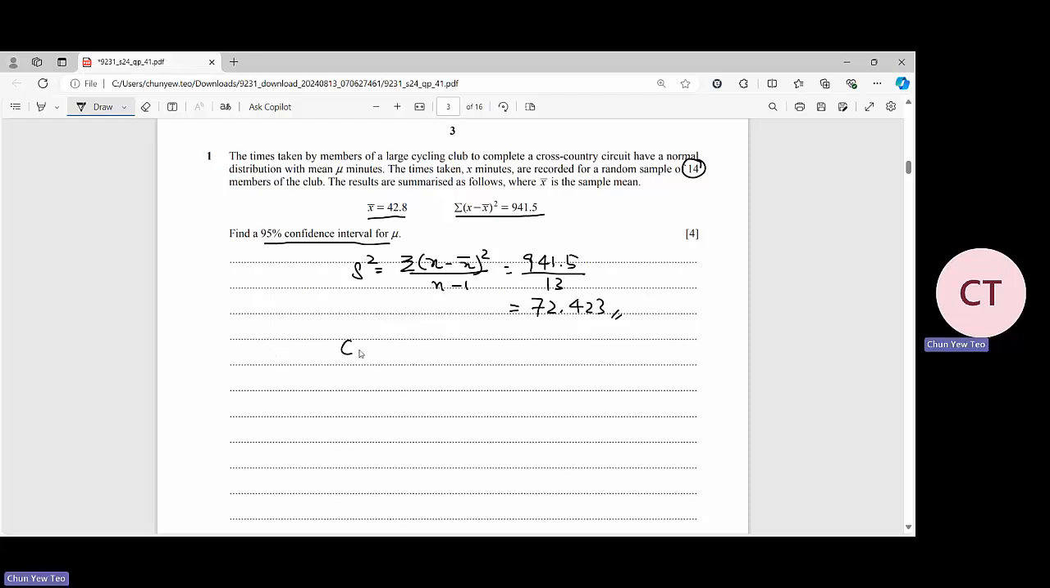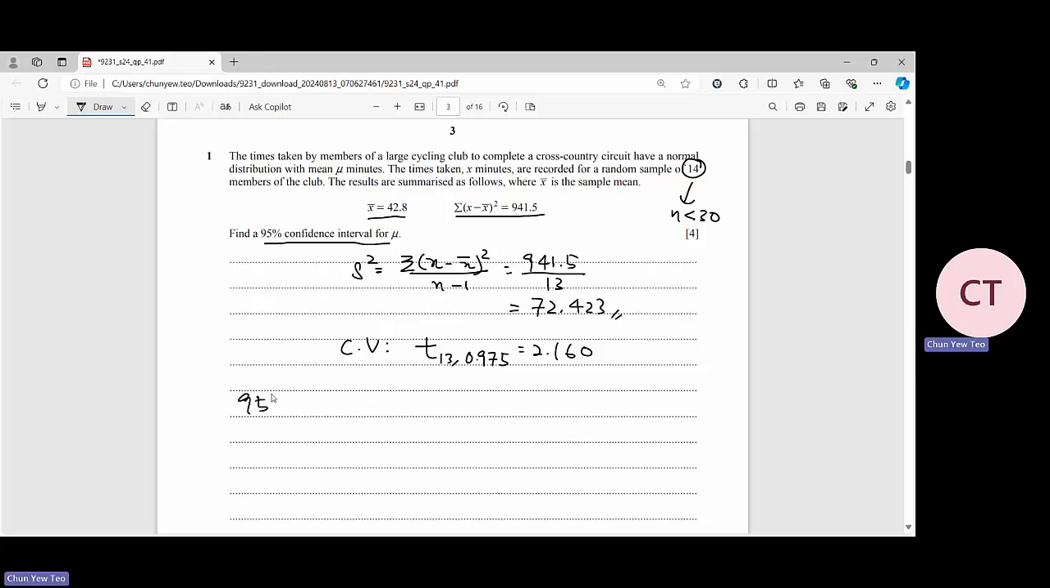Then after that, I want to find the critical value. For this critical value, we will be using the t distribution because the sample size is less than 30, so it's considered small. The degree of freedom is 13, and the confidence level is 95%. Since it's two-tailed, we need to make it 97.5%. Just check from the formula table and you will get this value as 2.160.